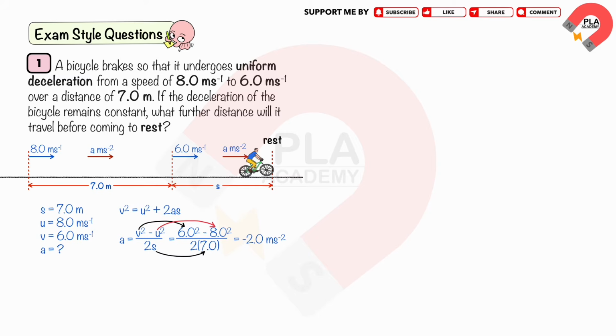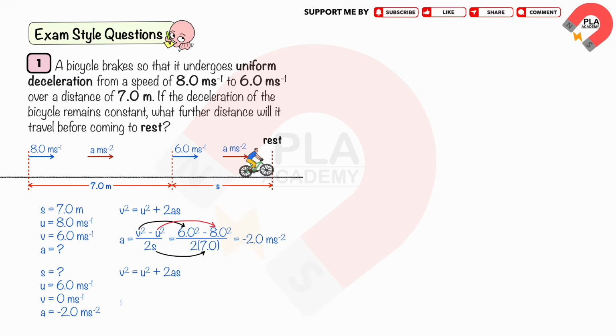Now, let's calculate how far the bicycle travels before coming to a stop from an initial velocity of 6 meters per second. We need to find the displacement, s. We know the initial velocity, u, is 6 meters per second, the final velocity, v, is 0, and the acceleration is negative 2 meters per second squared due to deceleration. We can use the equation v squared equals u squared plus 2as, again.